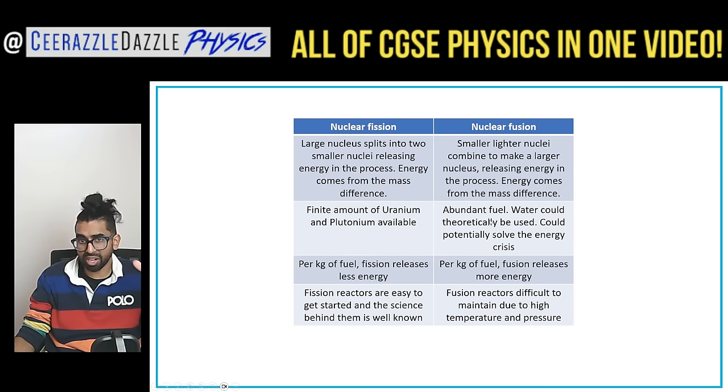But nuclear fusion, if we manage to solve this and actually get this working, there's an abundant fuel. Imagine we can actually fuse water. Water can theoretically be used, could potentially solve the energy crisis. Per kilogram of fuel, fission releases less energy. Per kilogram of fuel, fusion releases more energy. Fission reactors are easy to get started and the science behind them is well known. Fusion reactors are very difficult due to the high temperature and high pressure.